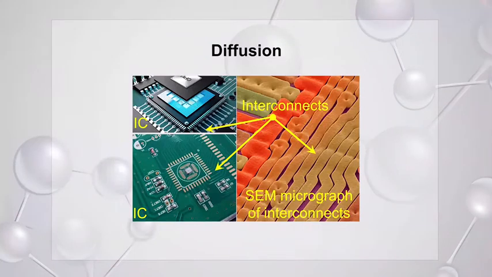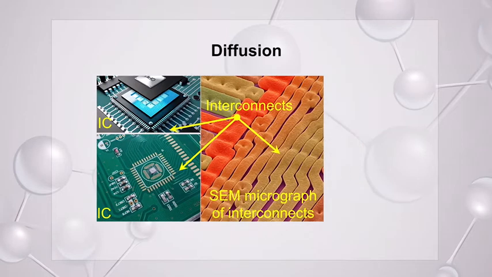Second example can be taken from the semiconductor industry. Semiconductors are often heat treated to improve their properties, which always involves atomic diffusion. In some cases, a decrease in diffusion rate is desired. In other cases, a higher diffusion rate is needed.